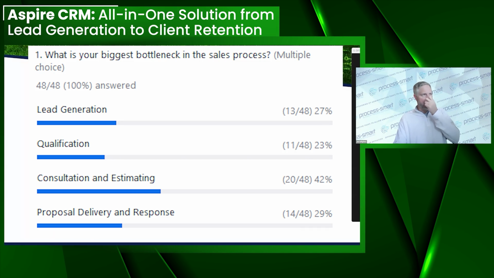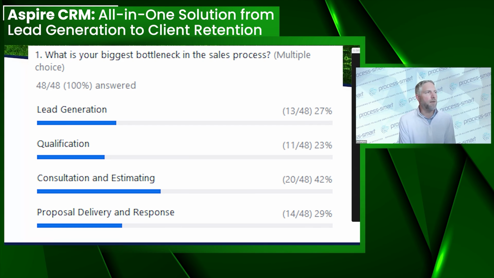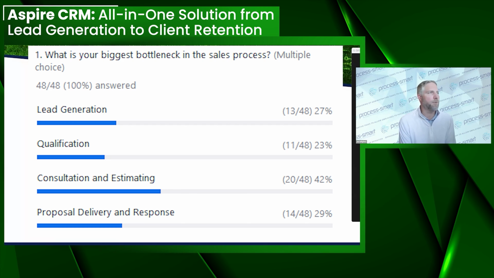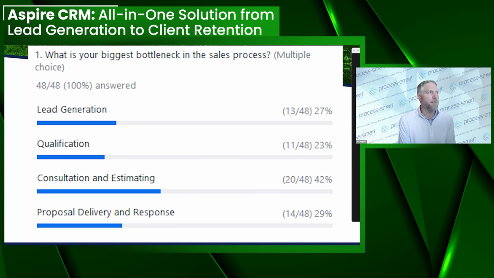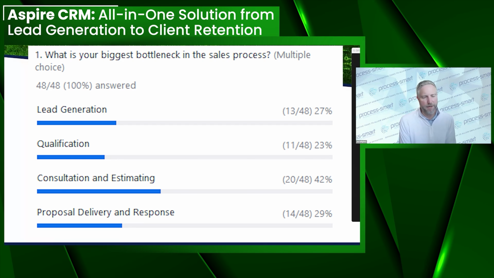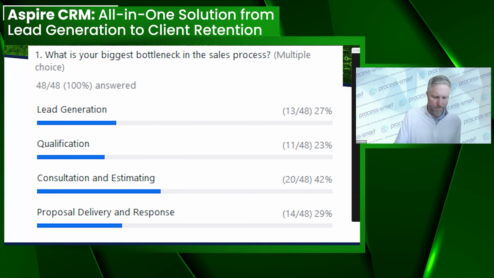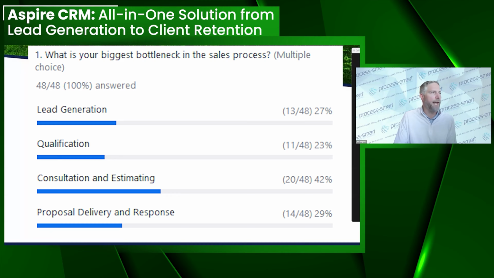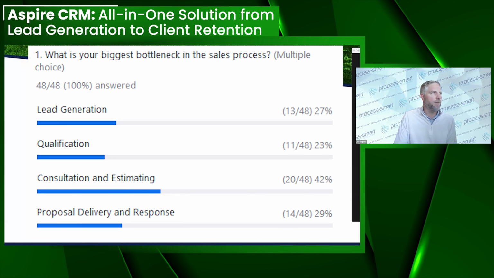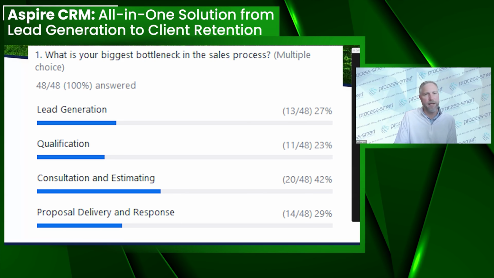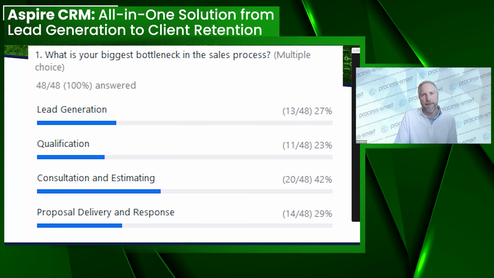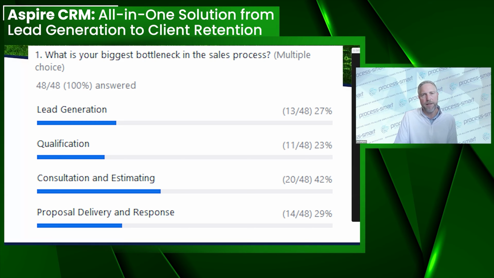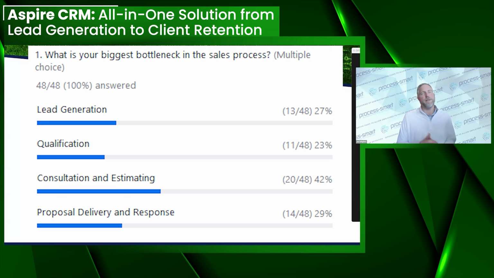Okay, so pretty disparate responses between lead generation, qualification, and proposal delivery. And then we have 42% for consultation and estimating. And so we'll hit that next, but I think it's interesting that that's the biggest bottleneck.